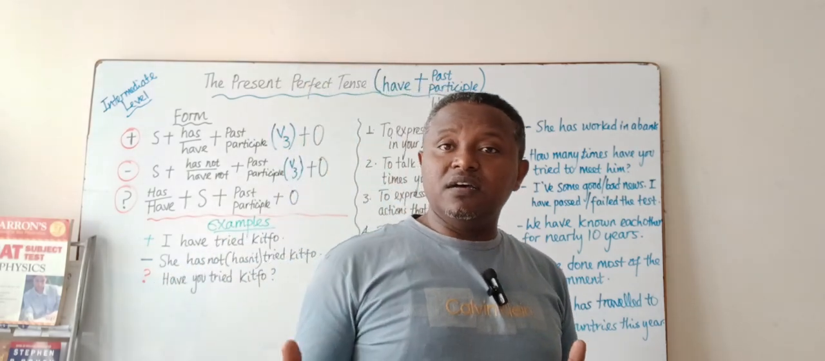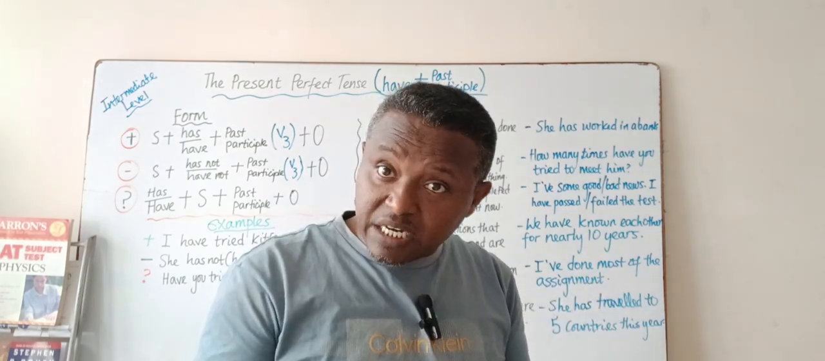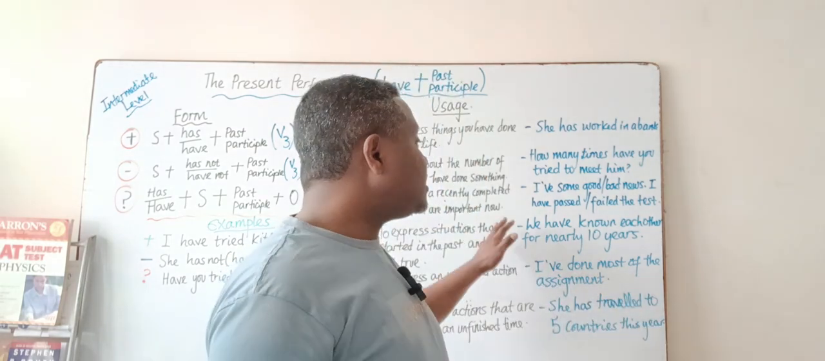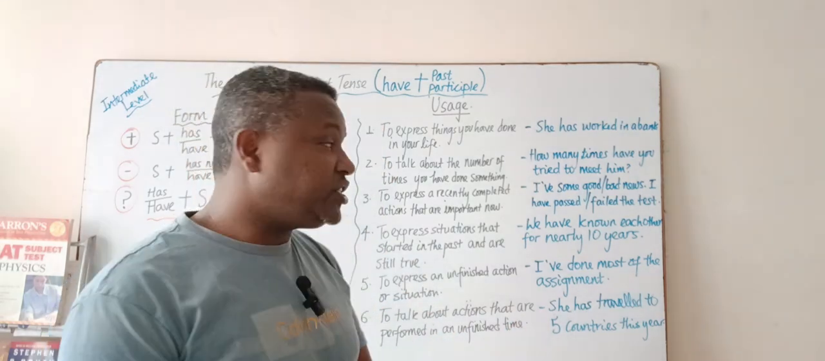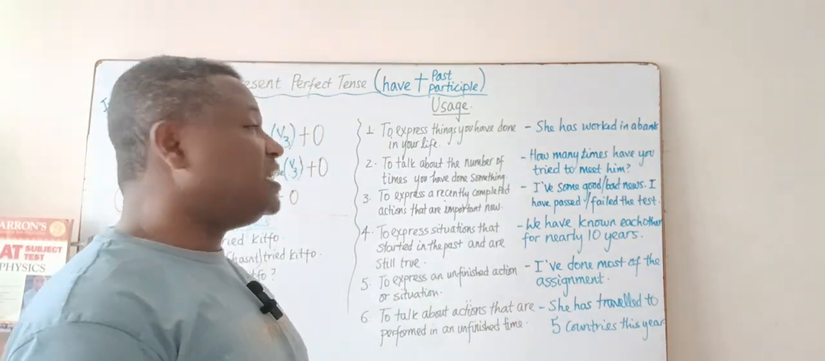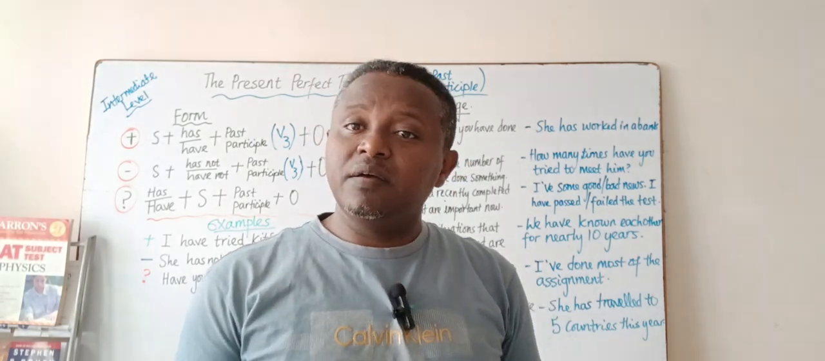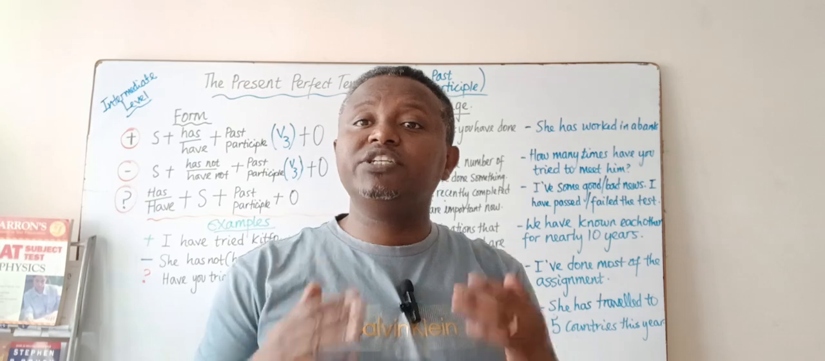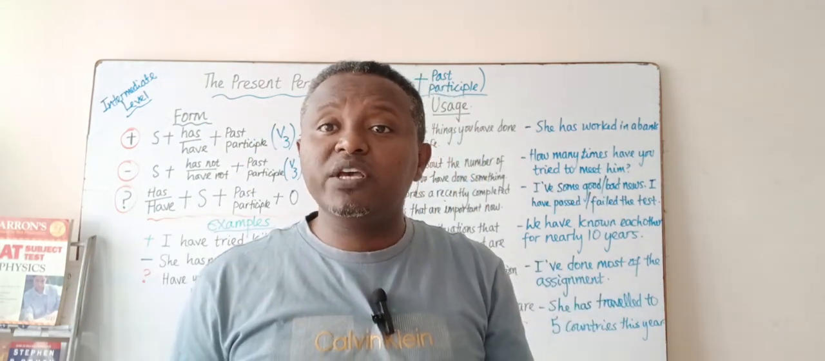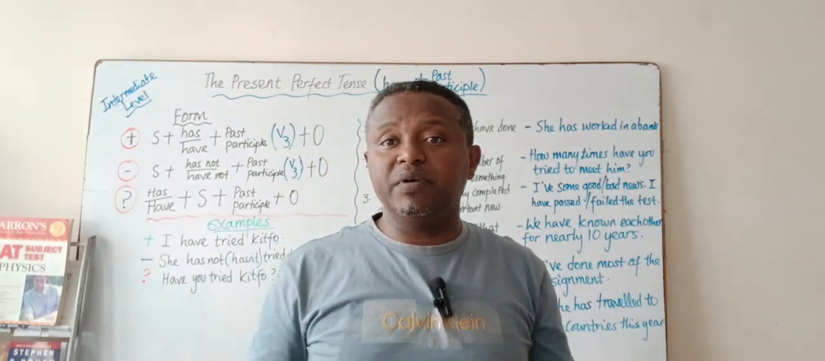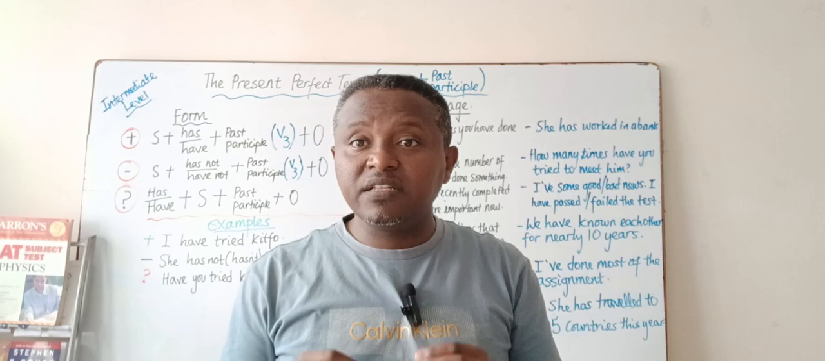So these are some of the things that are recently completed, but they are important now as we speak. So that is the other function. The other one is to express situations that started in the past and are still true. This is the most common usage of the present perfect tense. To talk about an action that started in the past but continued in one way or the other to the present moment, we use the present perfect tense.